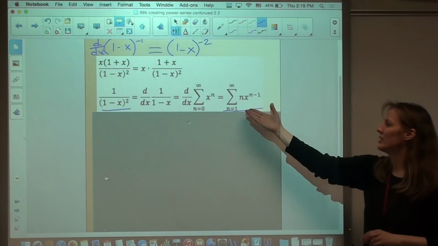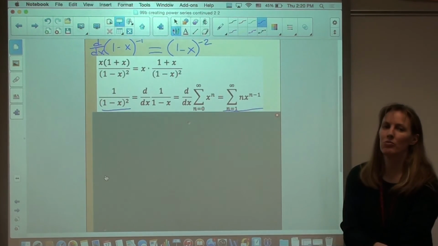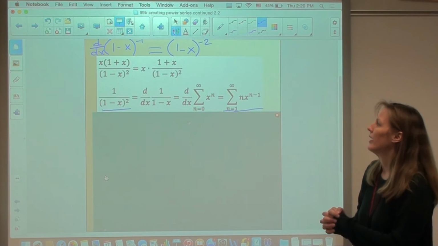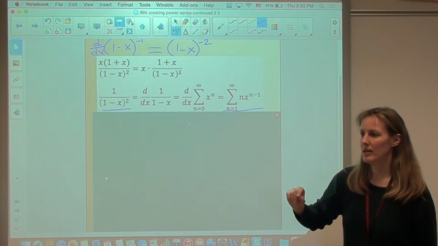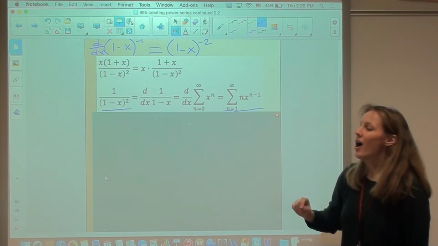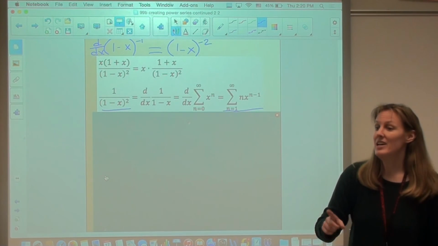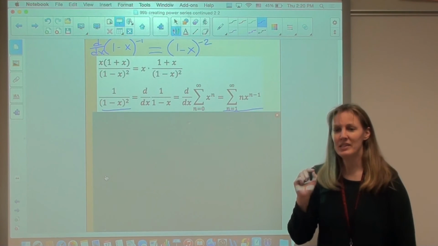So now we have a series representation of 1 over (1 minus x) quantity squared. Why do you change to n equals 1? Oh, good question. Wow, you guys have observed this. That's really good. Here's the thing: you can't have a negative exponent.